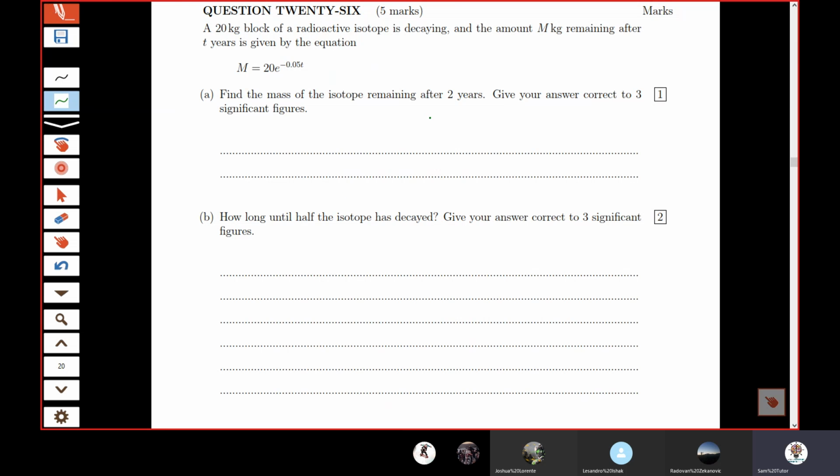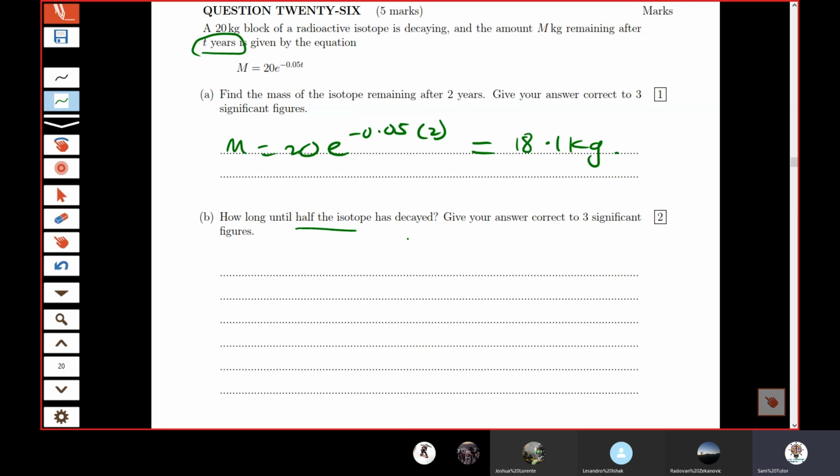Find the mass of the isotope remaining after 2 years. Well, T is already in years, so the mass becomes, give your answer correct to 3 sig figs, 18.1 kilograms.